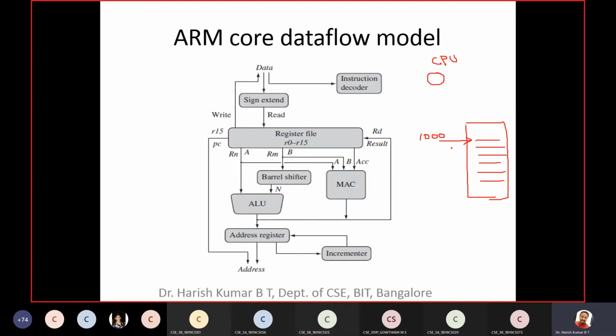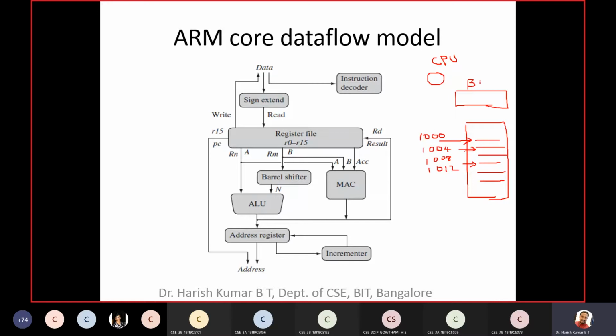Now let us take the size of each instruction as 4 bytes, because we are discussing ARM7. The next address of the second instruction will be 1004, and then this instruction is at address 1008. It goes something like this, and this instruction is at address 1012. And we have something called the base register.